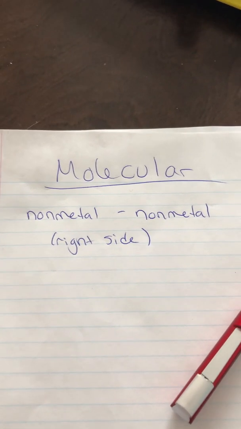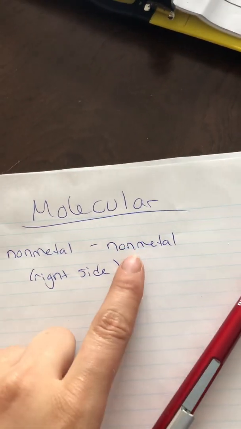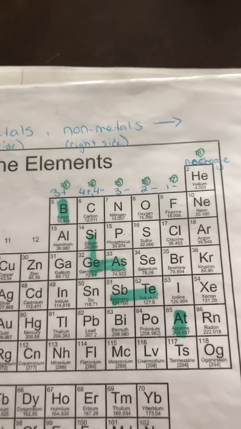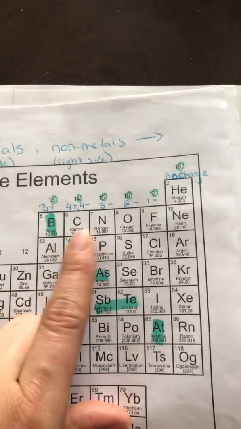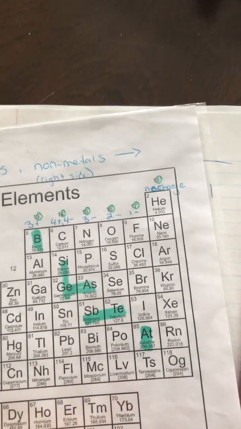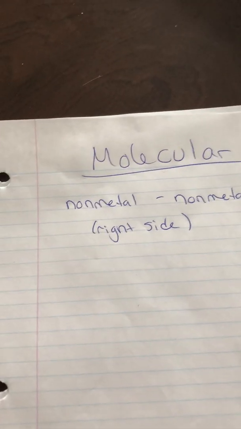So our next section is molecular compounds. This is when we take a nonmetal and mix it with another nonmetal. We find all of these nonmetals on the right side of the periodic table. So if you look here, it'll be elements like carbon, nitrogen, phosphorus, iodine, selenium, arsenic, and things like that. So all of our nonmetals we're gonna mix together when we're gonna name them and also come up with a formula.